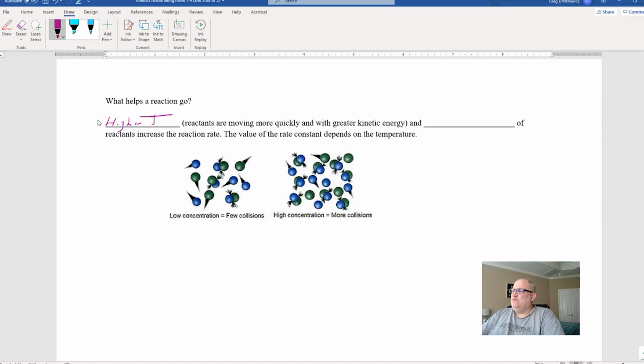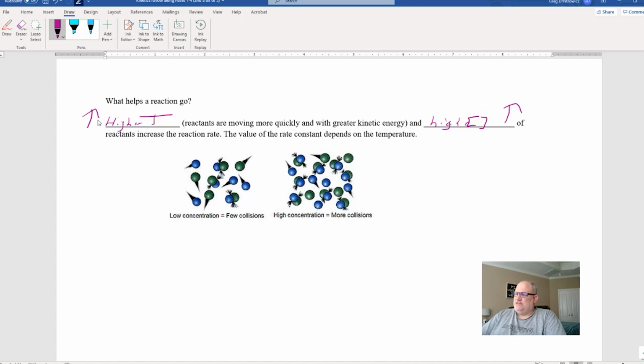When molecules move around more quickly, they end up having greater kinetic energy. And if you have a higher concentration, more particles, I'm going to do this for concentration. Higher concentration of reactants increases the rate. So two things that will cause a reaction to go more quickly are an increase in temperature and an increase in concentration.